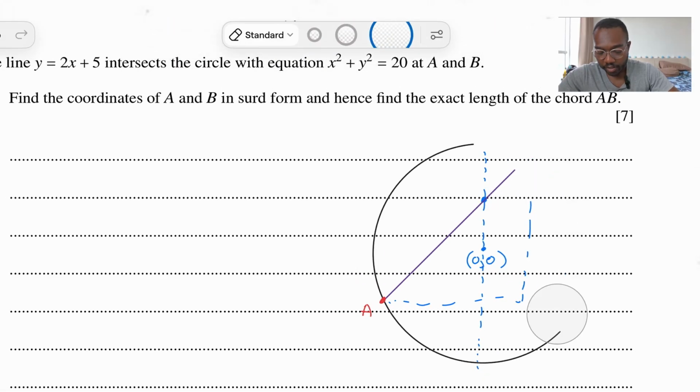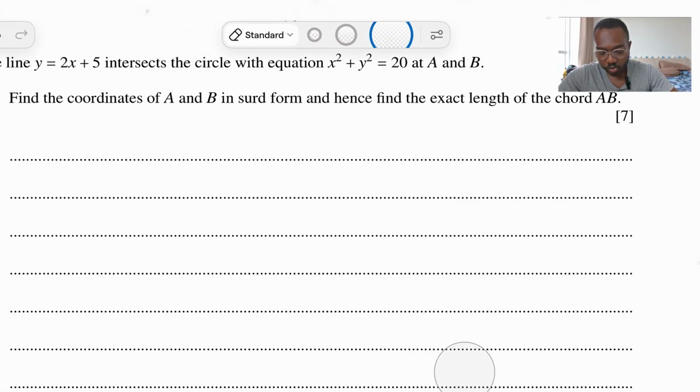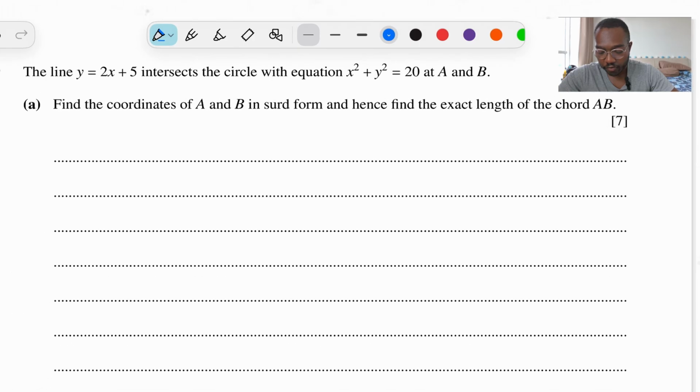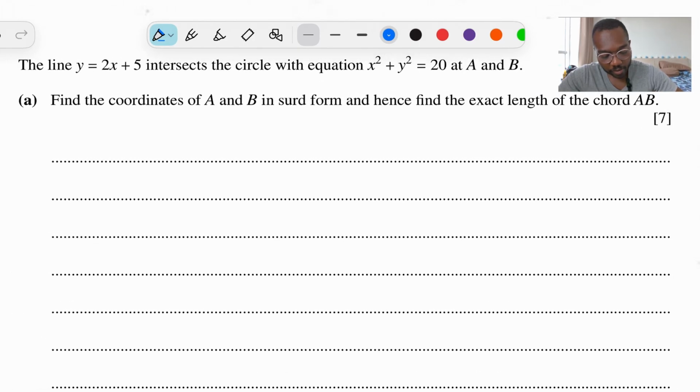So if I erase this now, let's work this out in equation form first. Let's think about what we have. We have y equals 2x plus 5, and we have x squared plus y squared is equal to 20. If we make these equal to each other, we have x squared plus, now instead of y squared, let's write in the substitution of 2x plus 5 squared, and that's equal to 20.